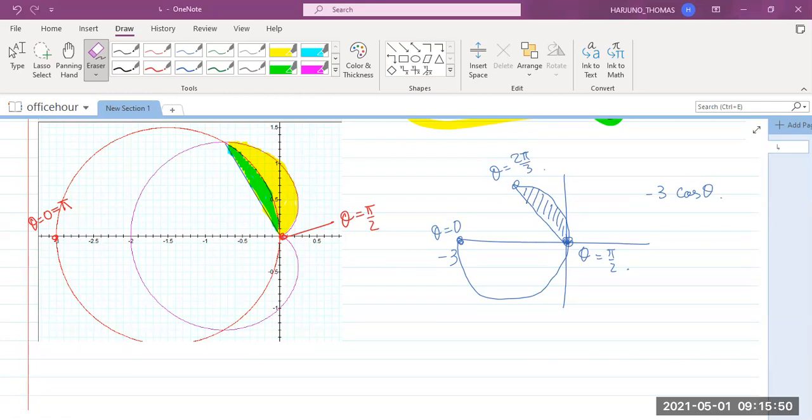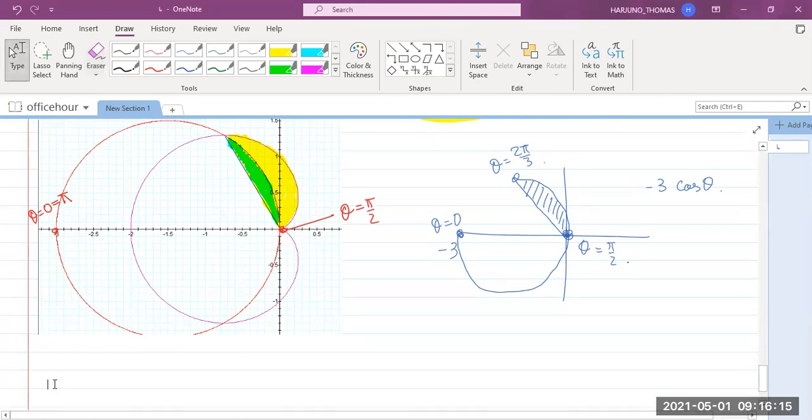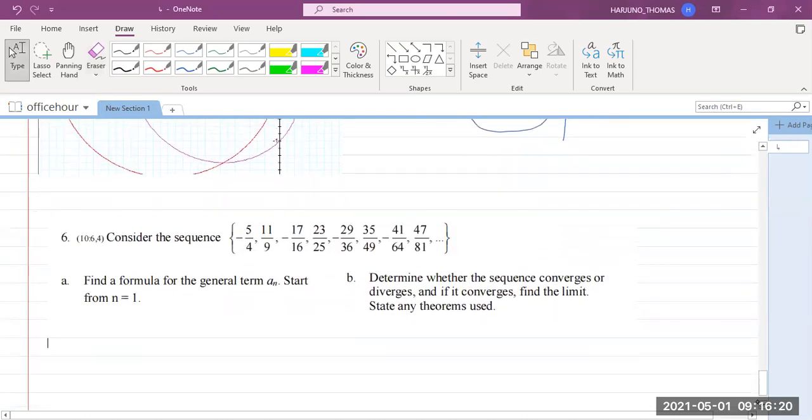Okay, which question, Dorleen? Can you go over number 6? Number 6. I hope that's easy. Maybe for you. Oh, this one. Okay, number 6. I know I picked this question from somewhere. That's so not my wording. Yeah, consider this sequence. Find the formula for the general term a sub n, starting from n equals 1.